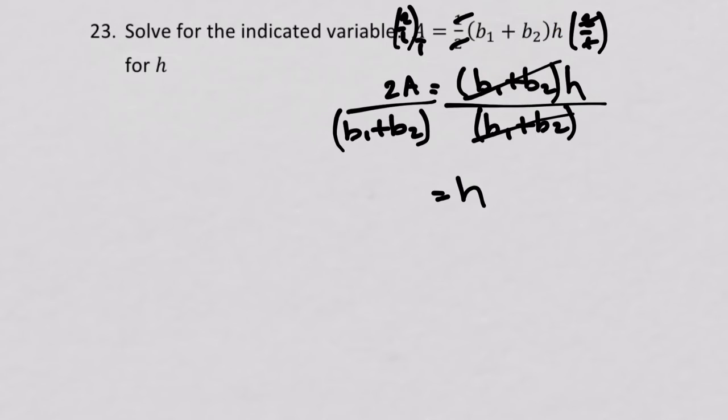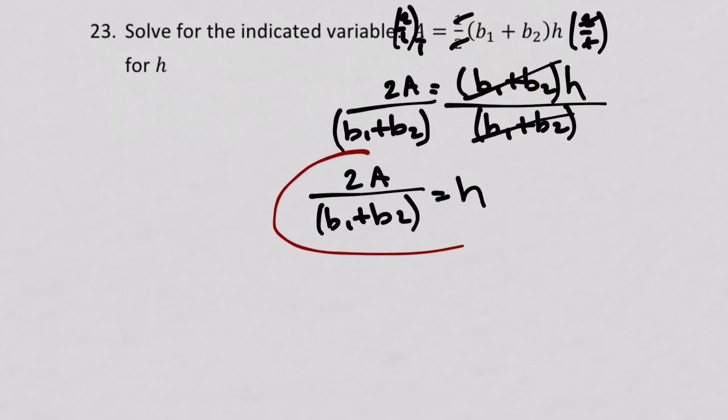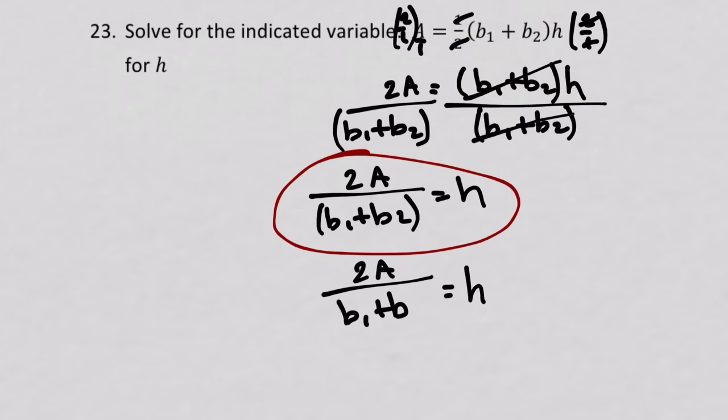H is left on the right side. On the left side, you have 2a over b sub 1 plus b sub 2. That's your final answer. You really don't need those parentheses in the bottom since there's nothing to distribute. You can actually just get rid of them if you want to. So you could write it like that, or you can just write it like this: 2a over b sub 1 plus b sub 2 without the parentheses. Same thing.